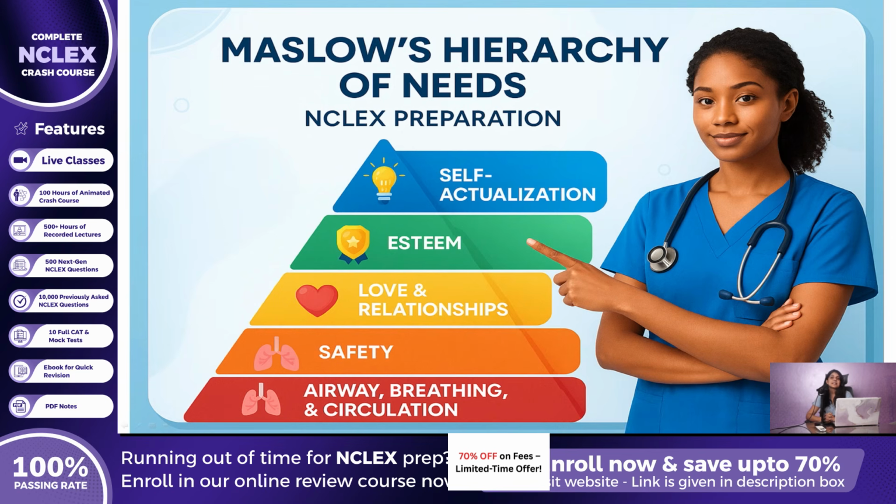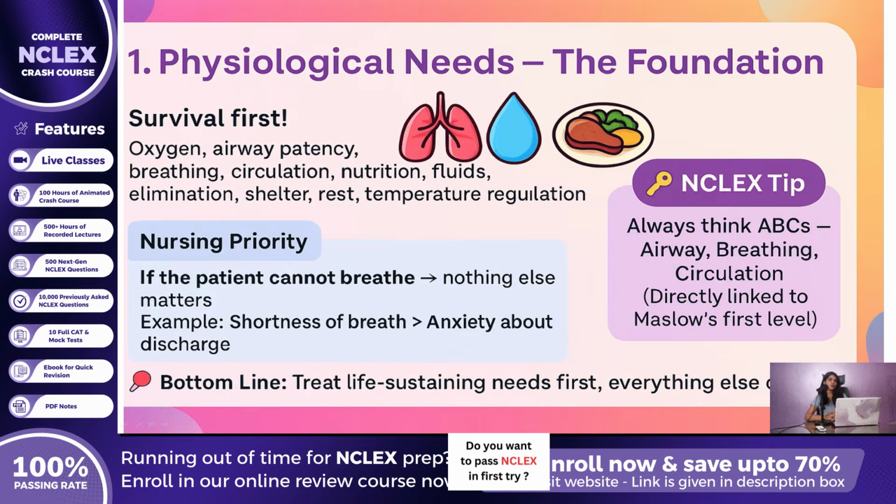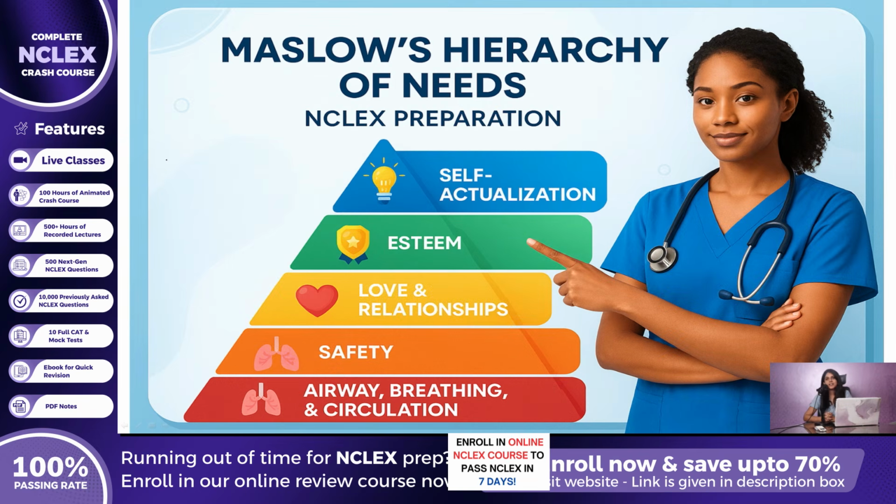Let us begin by understanding why Maslow's theory is so important in nursing and the NCLEX. Maslow's hierarchy of needs is a psychological framework that helps us prioritize human needs from the most basic to the most advanced. For nurses, this theory is not just theoretical. It is a clinical decision-making tool that guides us in determining which patient problem takes priority. On the NCLEX, it is often used to decide which patient to see first or which intervention to perform before others. Maslow's model is usually represented as a pyramid with 5 levels of needs.